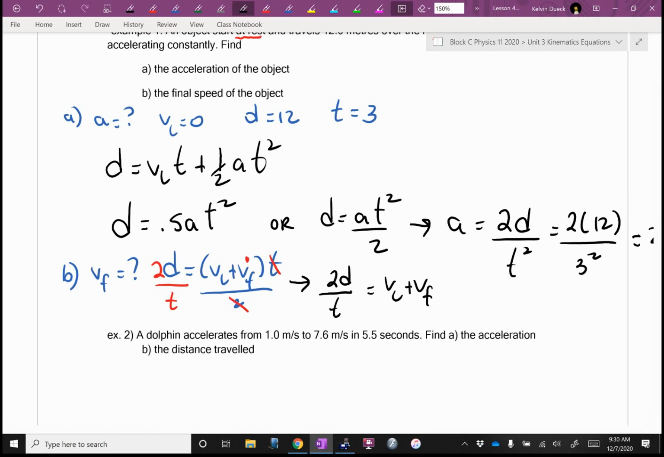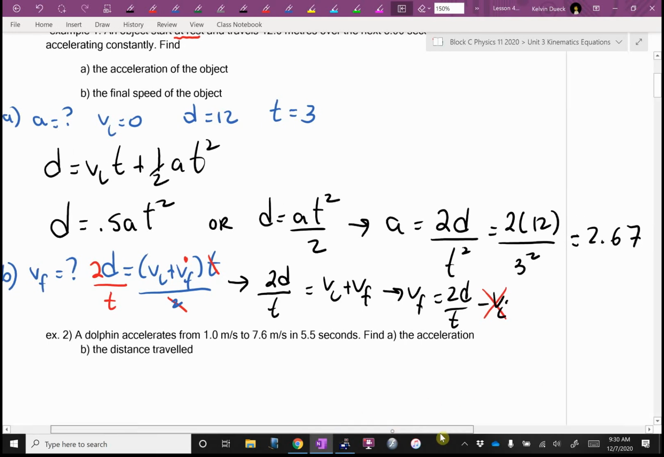How would you get the VF by itself? Minus the VI. So we'll get this. VF equals 2D over T minus the VI. Now in this case, the VI is 0. So now I'll cross it out just to say didn't need it. But had it been a number atom, I could still handle it.